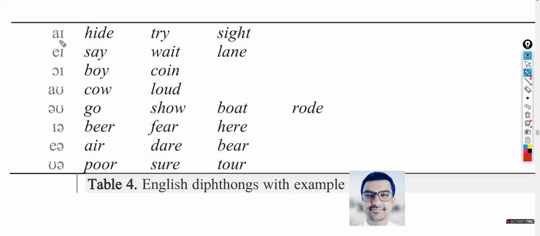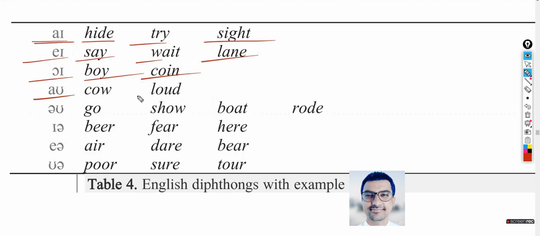Here, this is /aɪ/: hide, try, side. Got it. This is /eɪ/: say, wait, lane. This is /ɔɪ/: boy, coin. Now next one. /aʊ/: loud, cow.